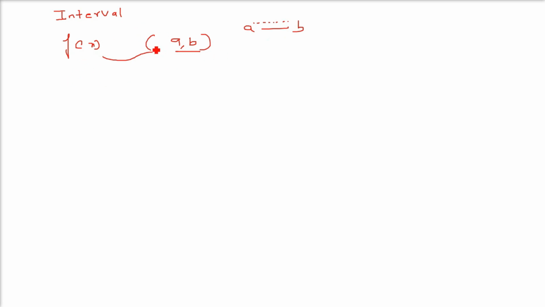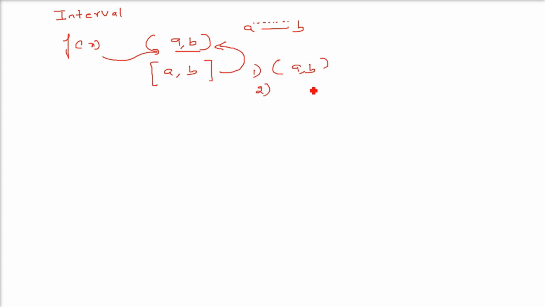The same thing goes for the closed interval, because we are talking about two intervals. So this is the closed interval, square brackets. When the function is continuous in this closed interval, there are three conditions. The first one is that in the open interval it has to be continuous.